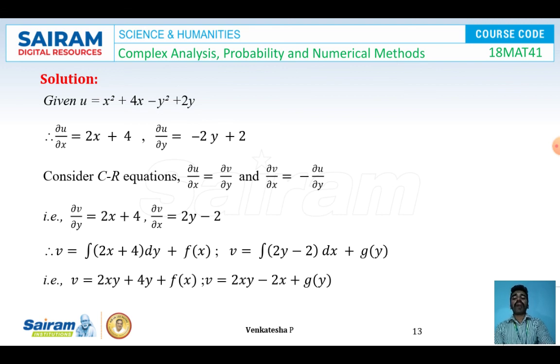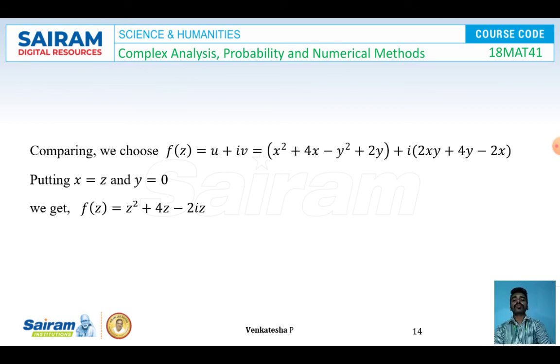Now to find the values of f(x) and g(y), we have to compare the equations. Choose f(x) from the equation as the term which is free from the y variable. So I can choose f(x) is equal to minus 2x, because this term does not have the y variable. Similarly, to choose g(y), choose from the other equation the term which is free from the x variable. So I can choose g(y) as 4y. After replacing these two values in the v equation, we will get 2xy plus 4y minus 2x.